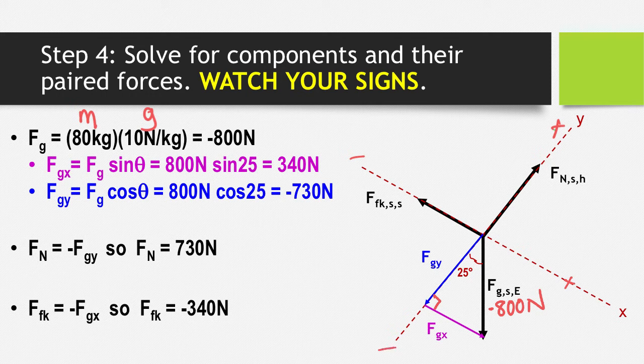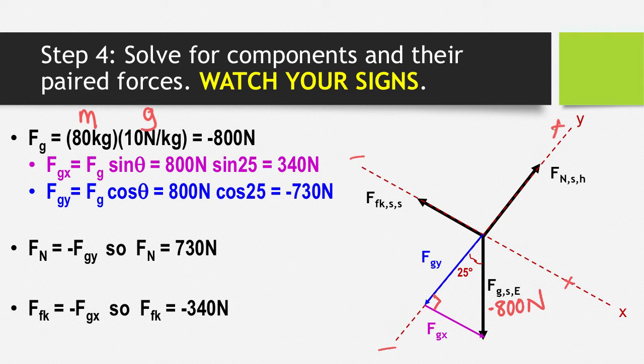And the y component of my gravitational force is the adjacent side to that 25-degree angle. And so it will be Fg cosine of theta. That's 800 newtons times the cosine of 25 degrees. That's going to be 730 newtons in your calculator. But notice that FGY is pointing in the down direction, so that one needs to be negative. You double check each component to make sure you're getting the correct sign based on what direction it's pointing in.